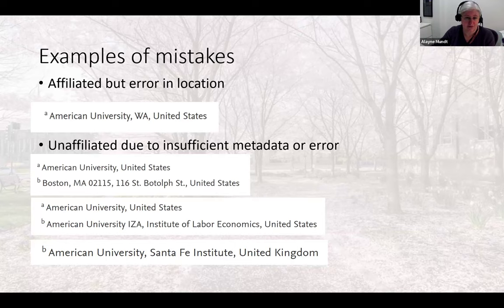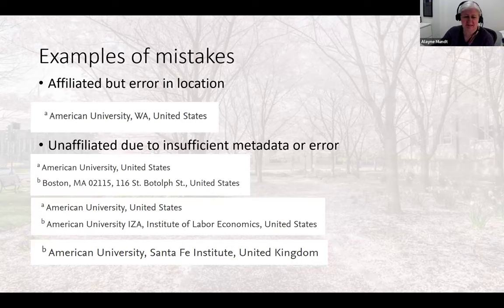So a few examples that we've come across. The first one is a publication that was co-authored. The AU faculty member was not actually attributed to the publication. They were left off of it altogether. So the co-author from another university in Boston was attributed to AU mistakenly, which is kind of an interesting example of something bizarre that happened.